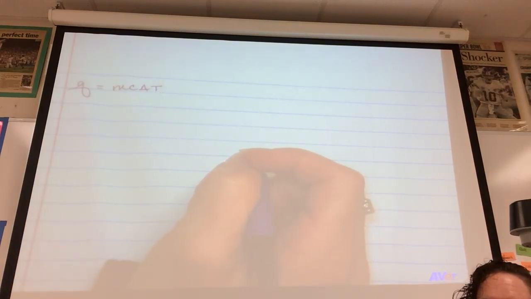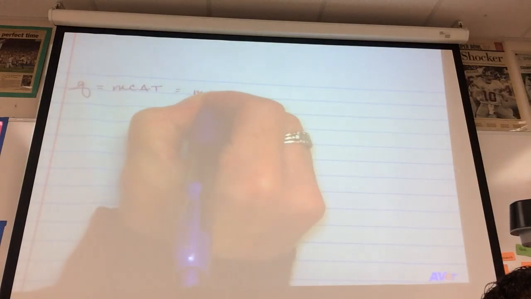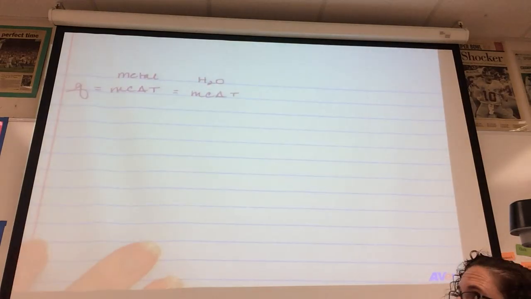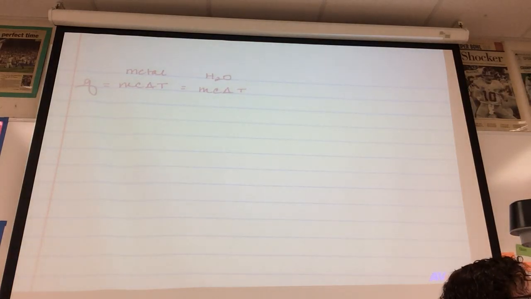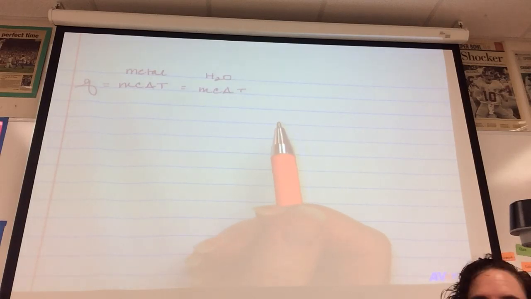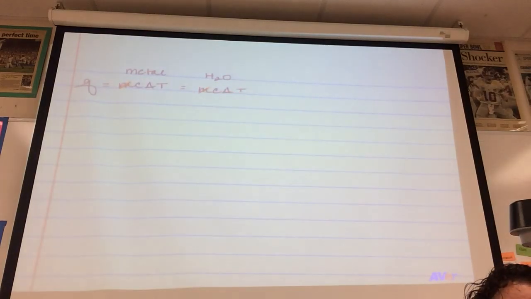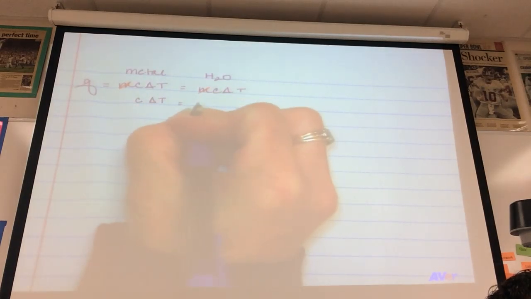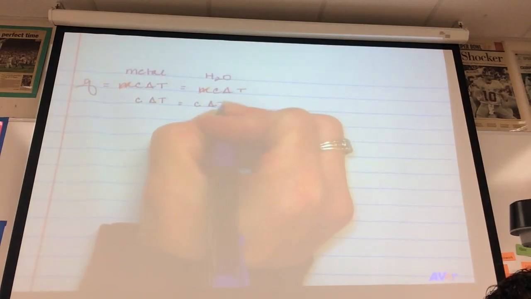Okay, so that would be Q that we're given? No, that's not Q. Q equals MC delta T, and we want to set them equal to one another, where this can be the metal and this can be the water. Now, what can you dump? What stays the same for each sample? The masses. So get rid of that. All right? So now you've got specific heat of metal, delta T of metal, specific heat of water, delta T here.